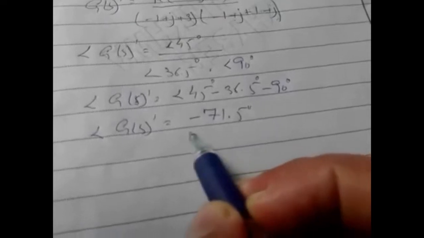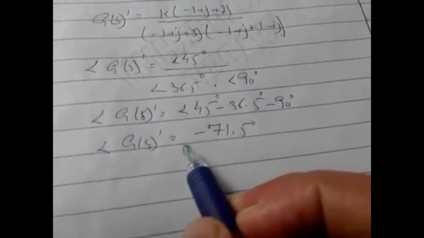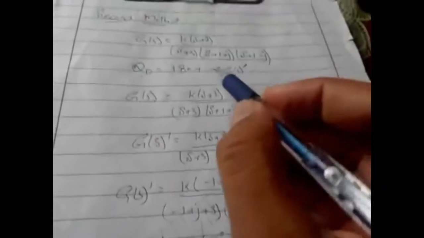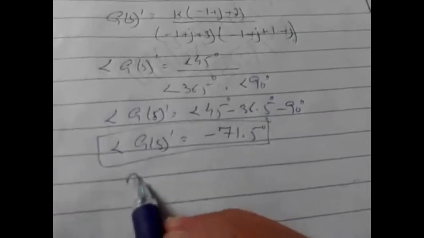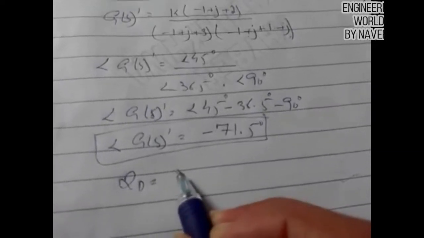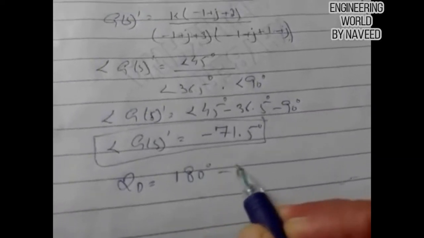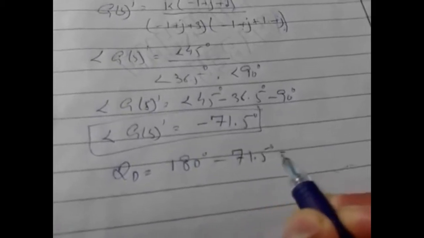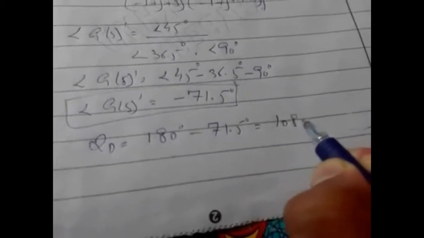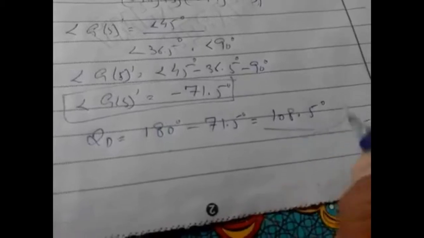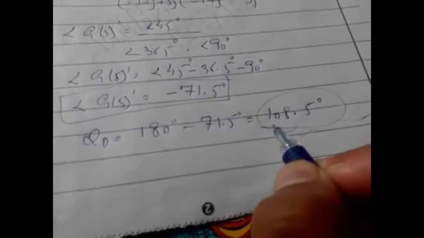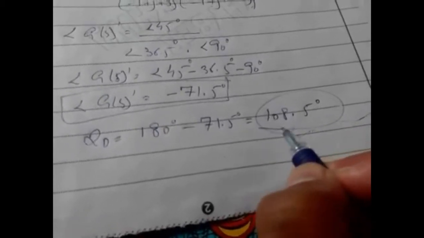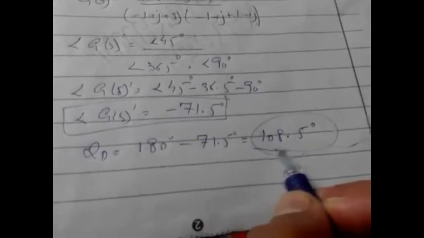So now putting this GS dash value in the above equation, which is this one, and finding the angle of departure. If you put it in the above equation, you get 71.5 degrees. So from here you get 108.5 degrees. So this is our angle of departure.